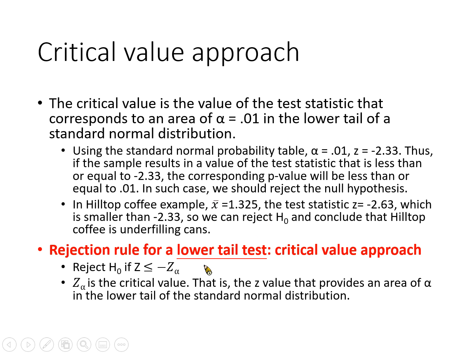So the rejection rule for a lower tail test using the critical value is that you can reject the null hypothesis if the z-value from the sample data is less than or equal to the z-value you get from the population data, which is based on the alpha, the significance level you choose.